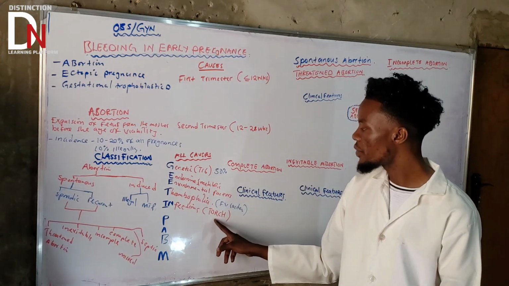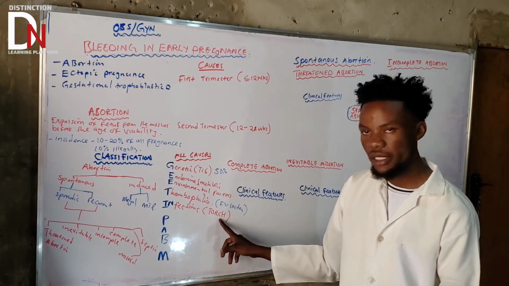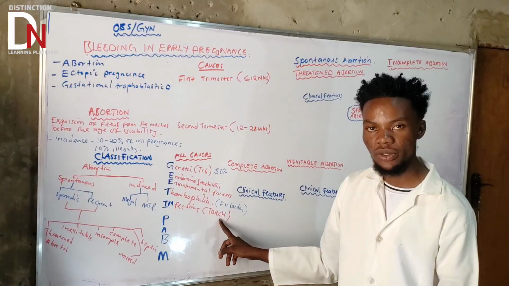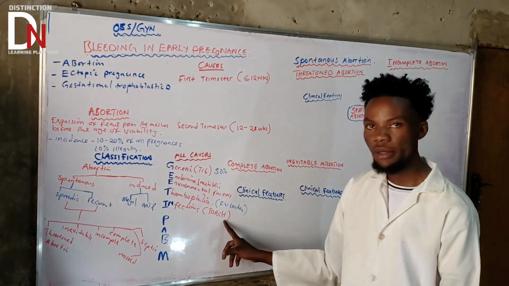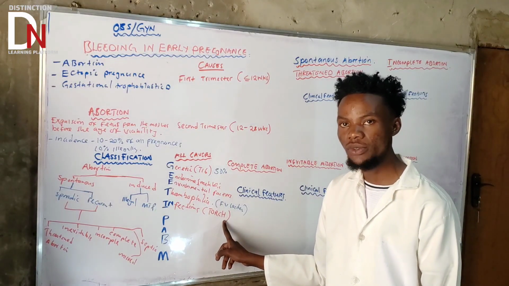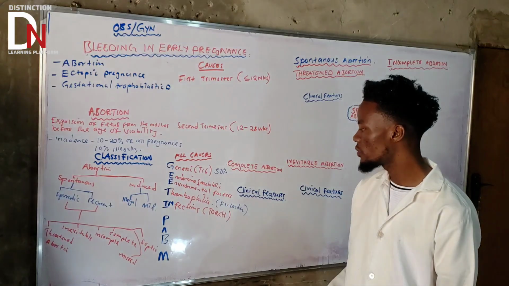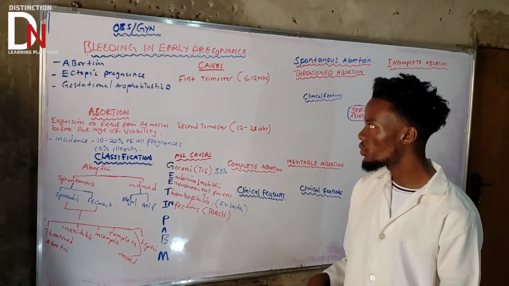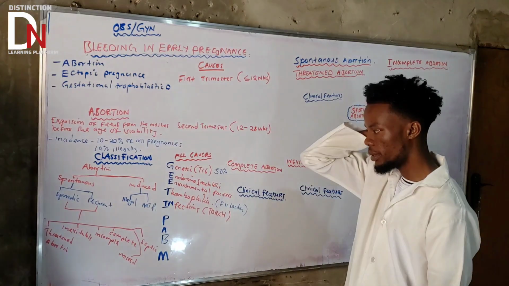R stands for what? Rubella, okay? This C stands for what? CMV, which is cytomegalovirus. H means herpes simplex virus, okay? That is for H. These cause what? Abortions in the first trimester. We'll talk about that, okay?